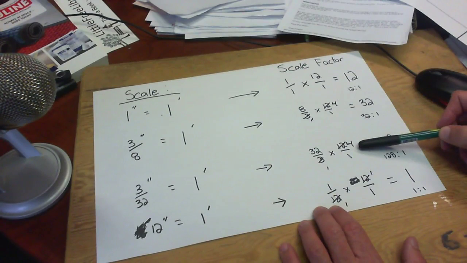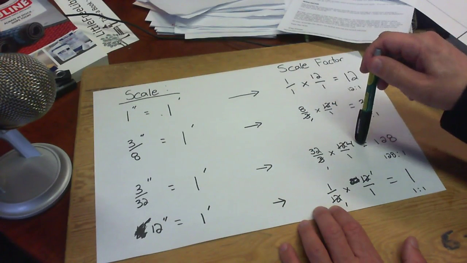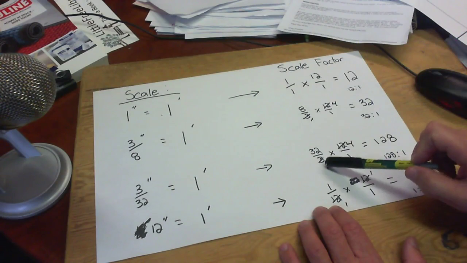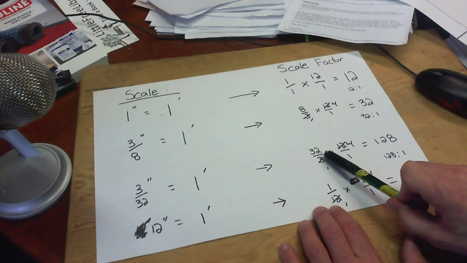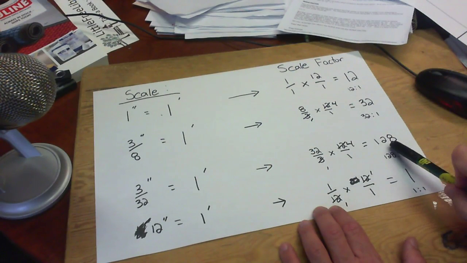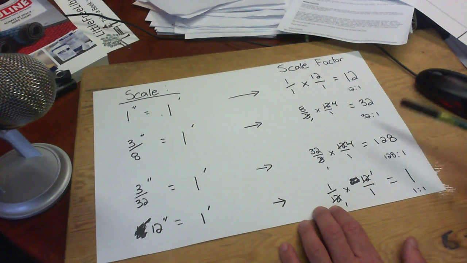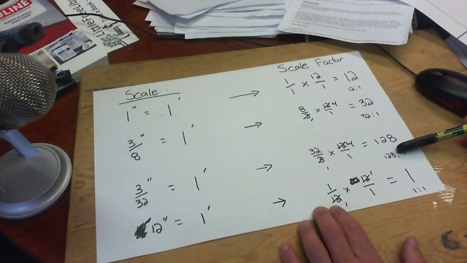Multiply that by 12, and again, you can just multiply and then divide later, but it's easier to simplify first. So if I do that, I get 128 as my scale factor. So my object is 128 times what my drawing is.